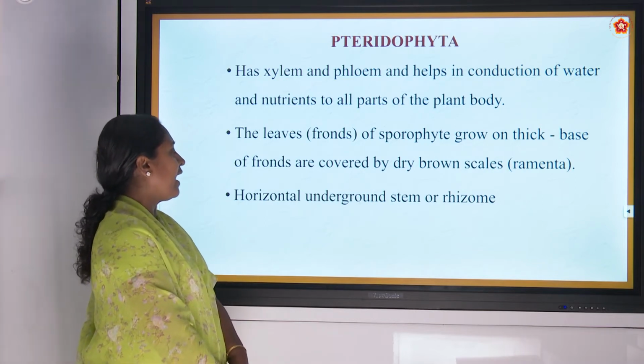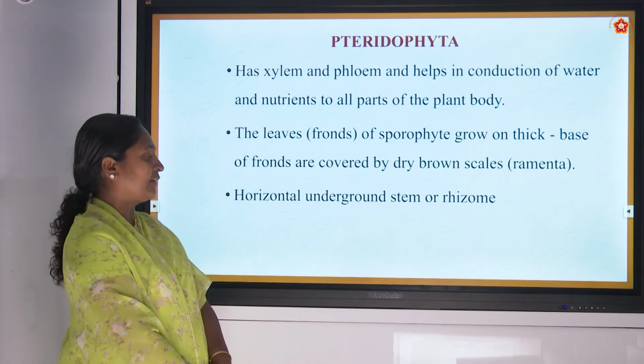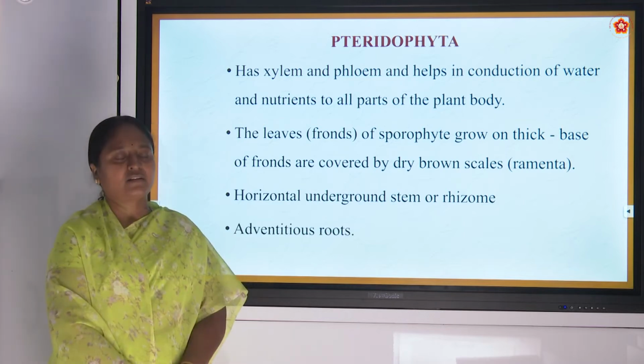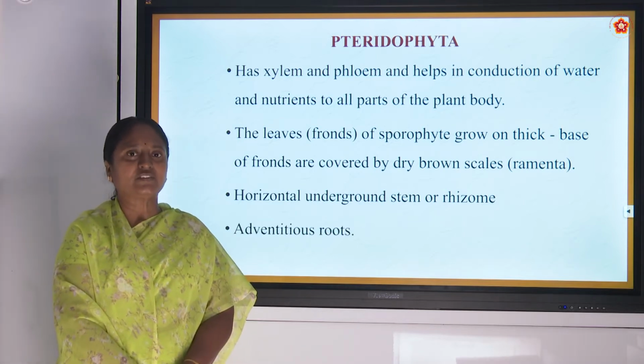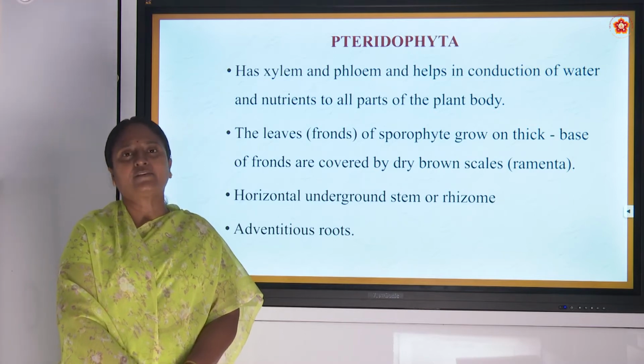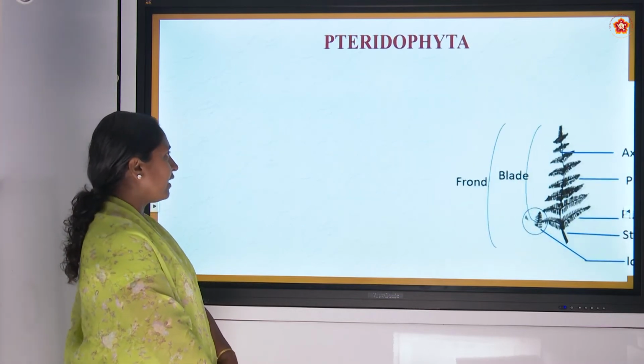They have a horizontal growth of the stem, that is the rhizome. They have a root system known as adventitious root system. That is, many branches of the root come out, as you can see in grass.